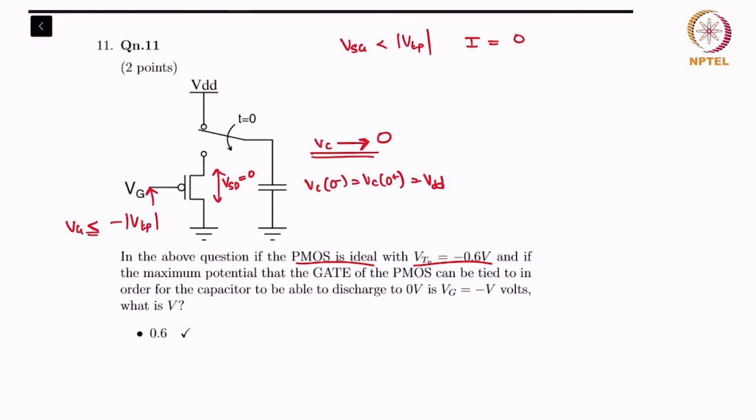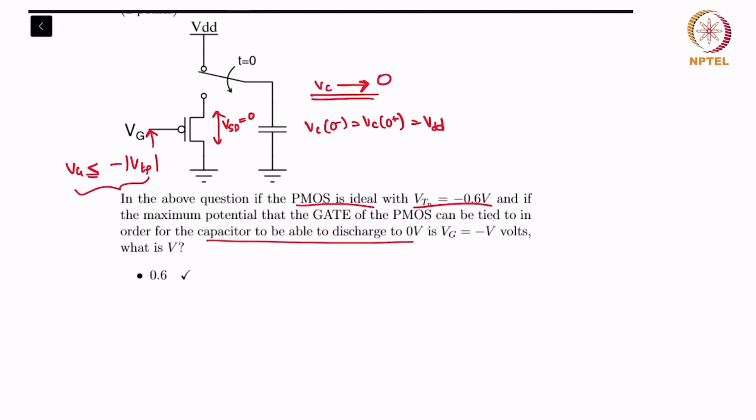So the maximum value that Vg can take such that the capacitor discharges all the way to 0 will be minus mod VTP itself. So we are told that Vg is equal to minus V, and we are asked what is V. V will be equal to mod VTP, which is 0.6 volt, and that is the answer.